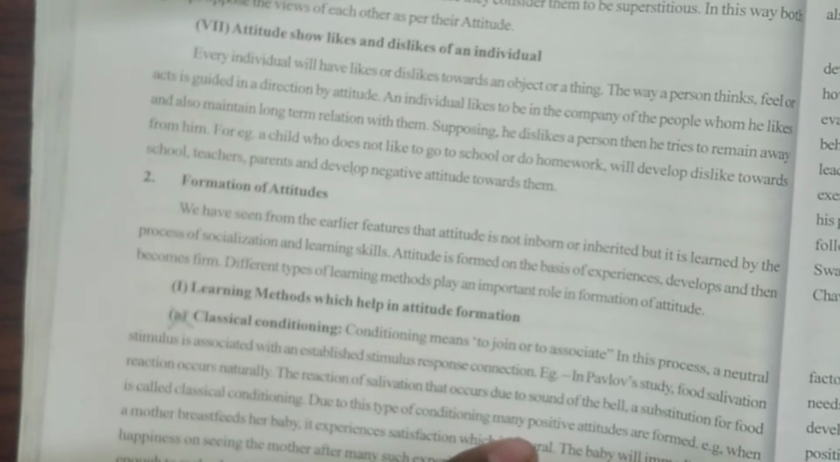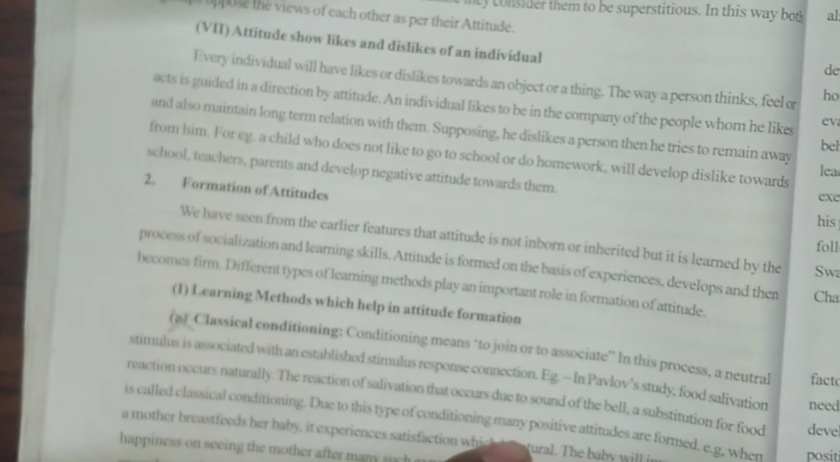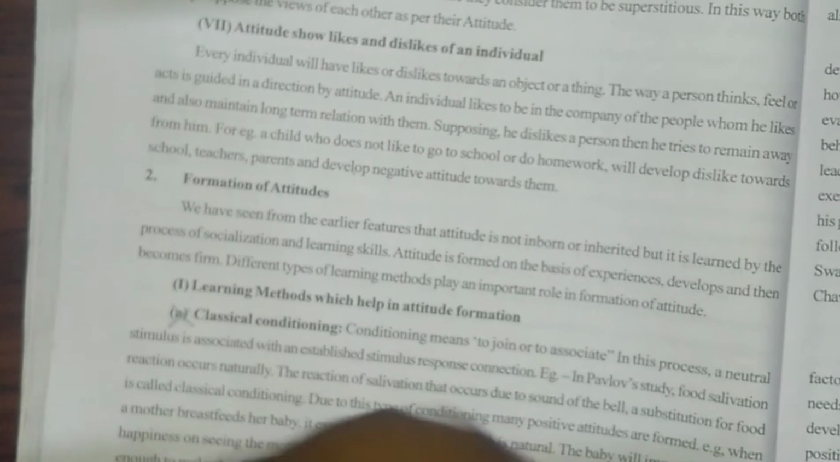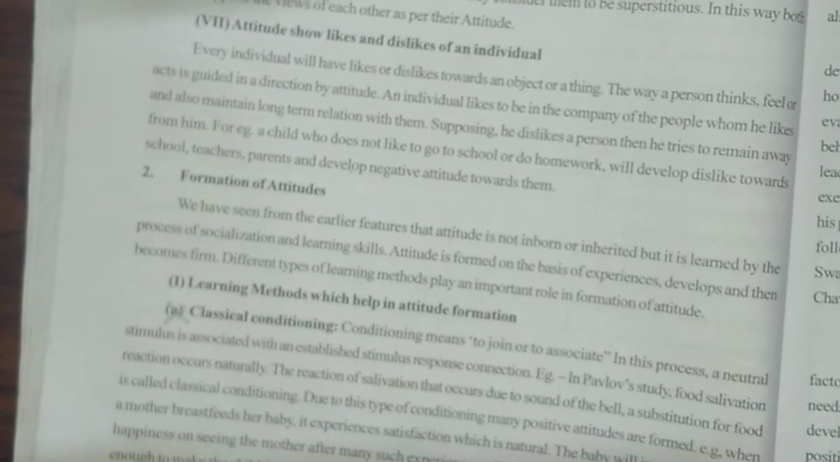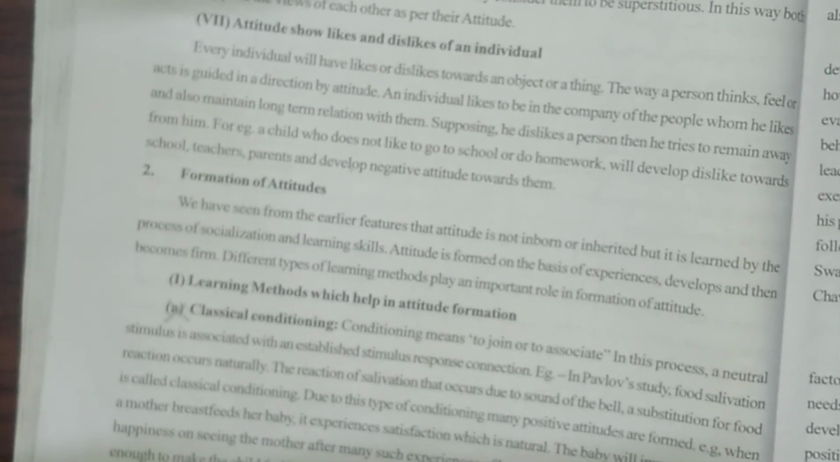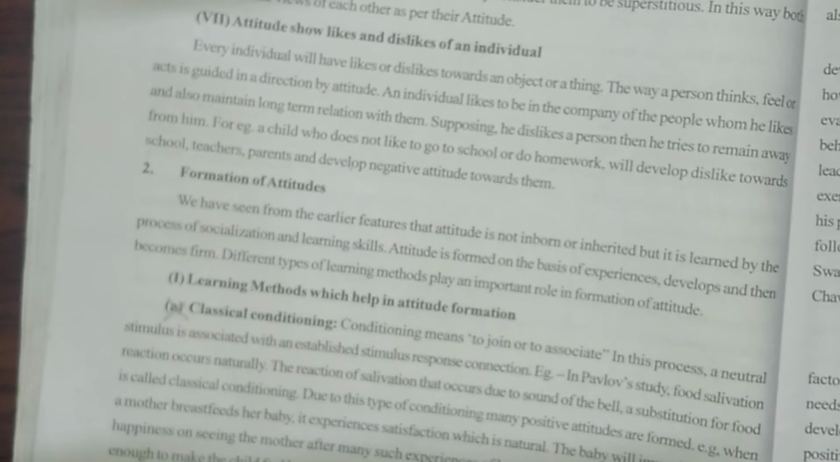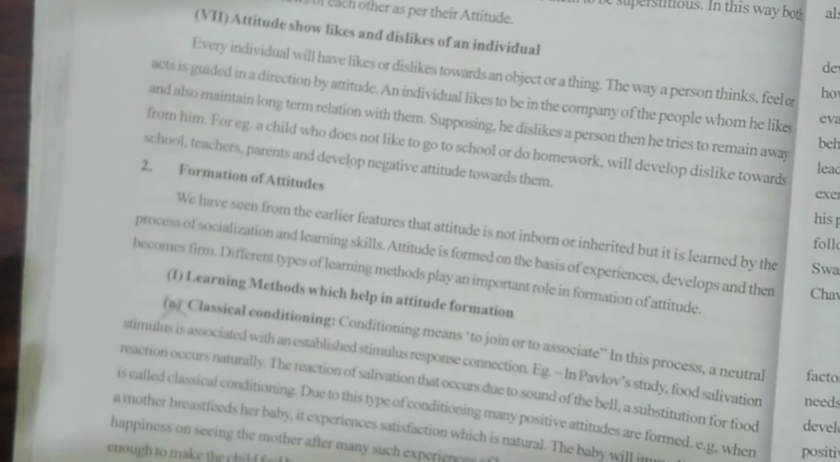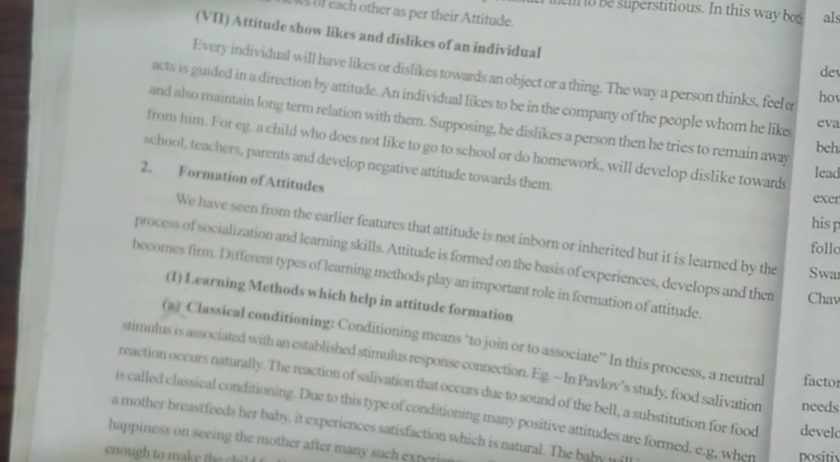The first is classical conditioning. Conditioning means to join or to associate. In this process, a neutral stimulus is associated with an established stimulus-response connection. That is, in Pavlov's studies, the salivation reaction to food occurs naturally. The salivation that occurs due to the sound of a bell, a substitute for the food, is called classical conditioning. Due to this type of conditioning, many positive attitudes are formed. That is, when a mother breastfeeds her baby, it experiences satisfaction, which is natural. The baby will immediately show happiness on seeing its mother after many such experiences of breastfeeding. The presence of the mother is enough to make the child feel happy, and so it will develop a positive attitude.